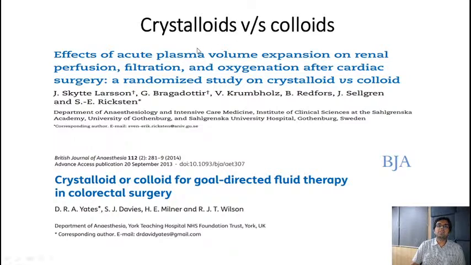Also, it has been shown in studies of crystalloids versus colloids conducted in surgical patients, published in the British Journal of Anaesthesia by Lobo et al. and Yates et al., with respect to the efficacy of crystalloids versus colloids, that colloids are not superior to crystalloids in terms of efficacy.